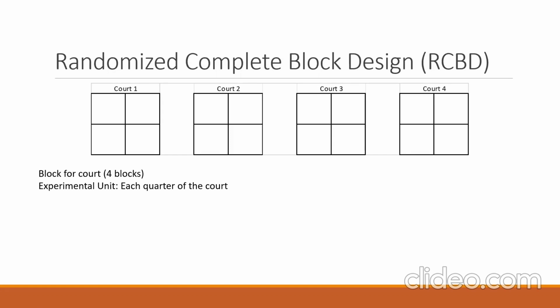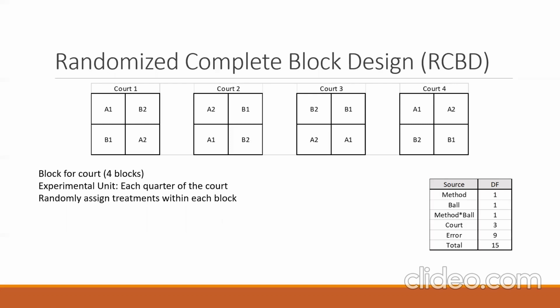In this case, we're now going to be blocking for court. We're going to have 4 blocks. The experimental unit is still each quarter of the court, but what we're going to do a little bit differently here is, rather than fully randomizing the assignment of treatments to each quarter of the court, we're going to randomly assign treatments within each block. So within each court, we assign each treatment combination 1 time. And this is what our ANOVA table looks like.